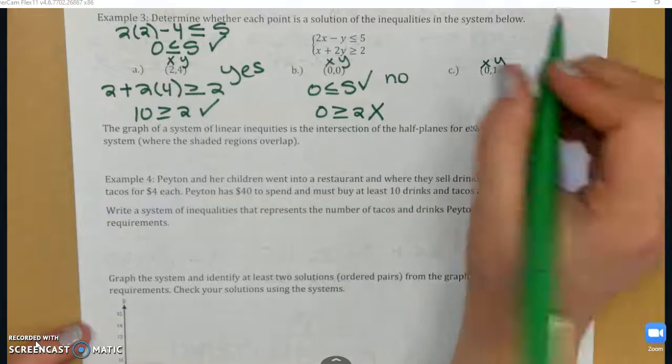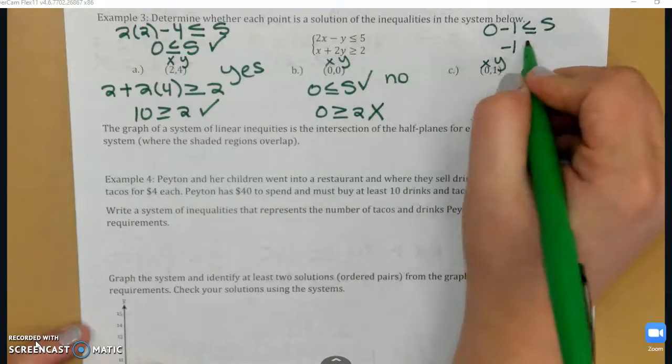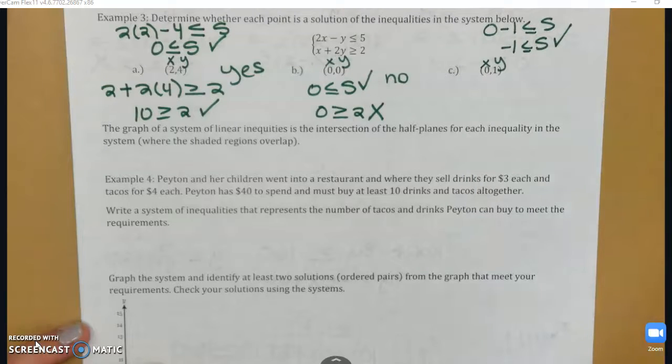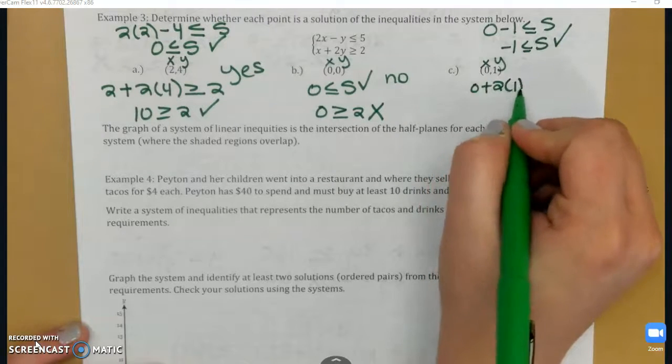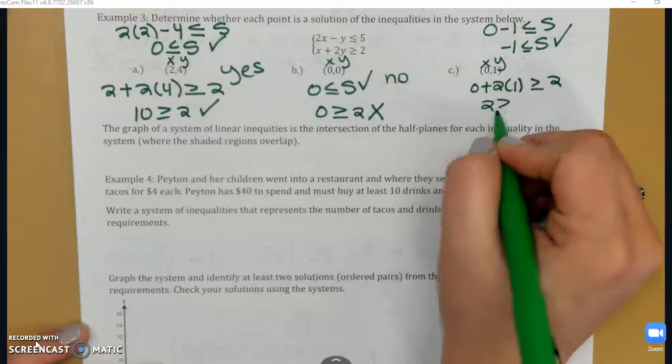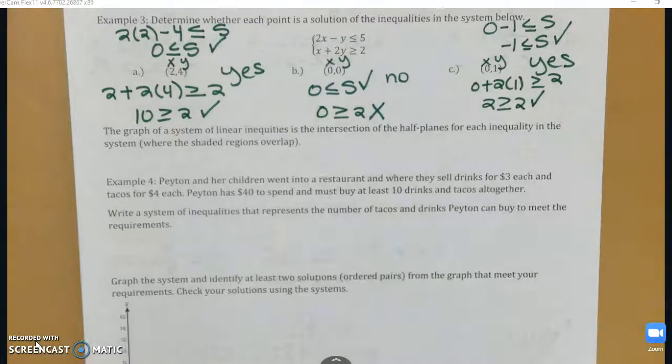If x is 0 and y is 1, it's going to be 0 minus 1, negative 1 is less than 5 for my first inequality. Then for my second inequality, 2 is greater than or equal to 2, so yes, that is a solution.